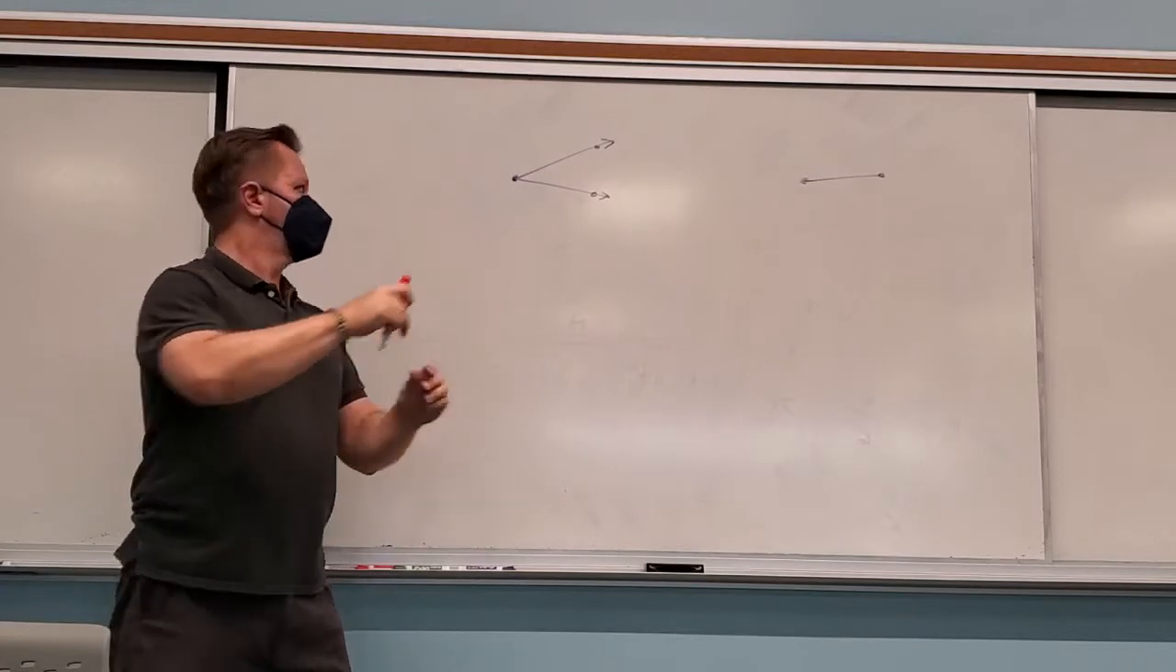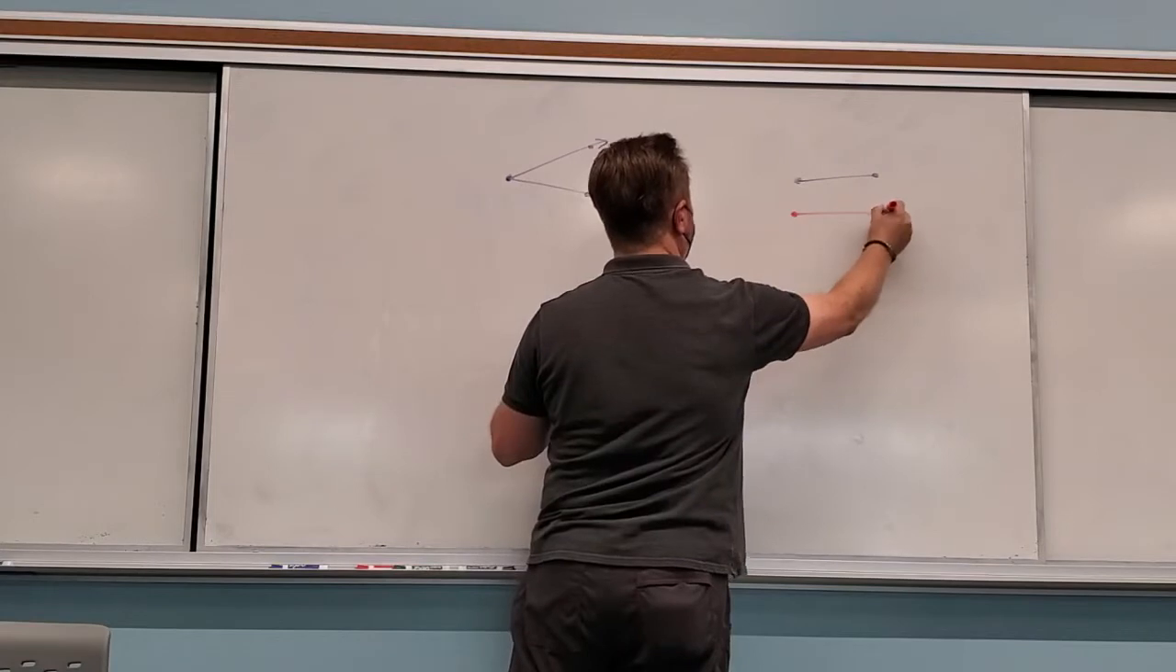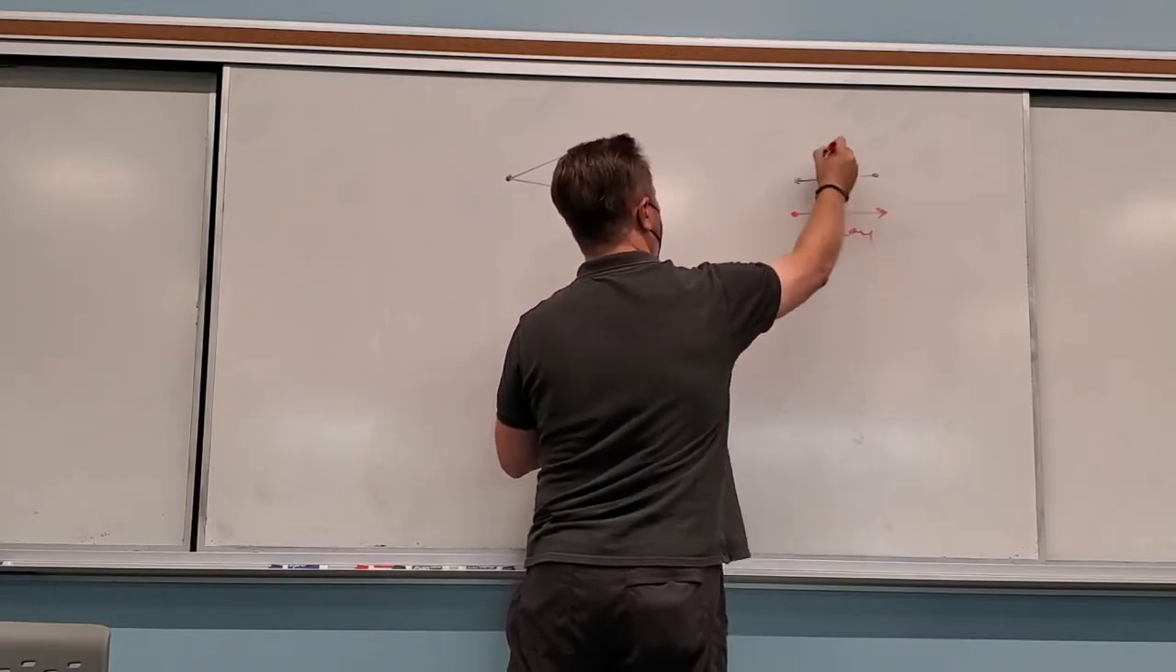That's a ray. This is a ray. So a ray has a definite starting point and goes off forever in one direction. That's a ray. This is a segment.